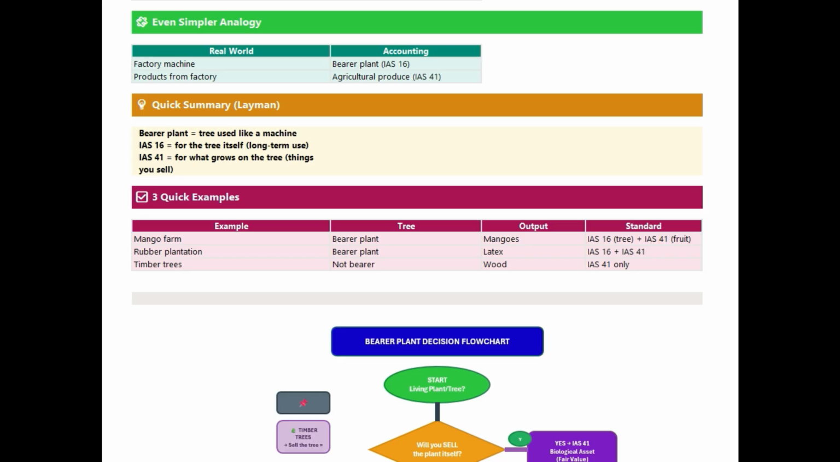However, timber trees are not a bearer plant. So therefore the output is wood. So we need to apply IAS 41 only.